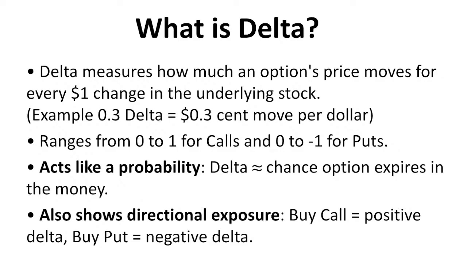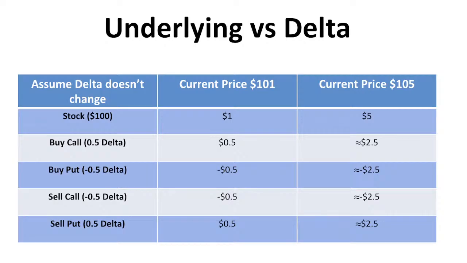Apart from that, delta also shows the directional exposure. If you buy a call, that will be a positive delta. If you buy a put, it will be negative delta. So, underlying versus delta. If you buy a stock, that will be delta 1. So every dollar move will reflect directly in your stock price or your profit and loss.